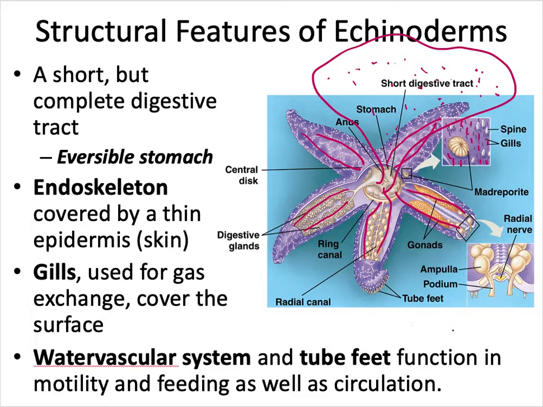The circulatory system is different than other animal phyla. It's not a true open or closed circulatory system, and it doesn't pump a fluid like blood. In fact, the circulation is controlled by something called a water vascular system. So this is sort of a replacement of a circulatory system, and it doesn't just circulate fluids and nutrients, it also controls motility and controls the movement of the tube feet.